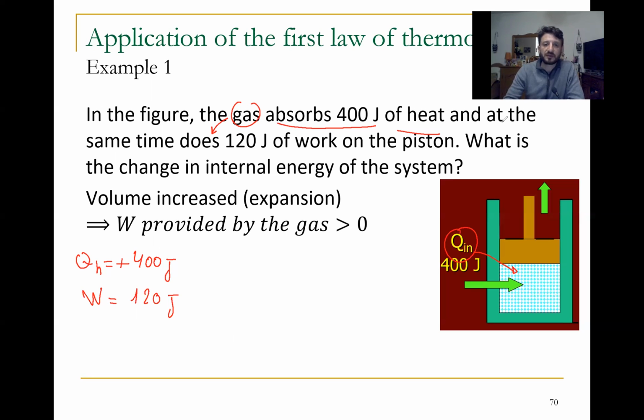We have omega, we have Q. What is the change in internal energy of the system? As the gas provides work, if we have an expansion, you can say the work is released by the gas. In this case, omega is positive, equal to 120 joule. I want to calculate delta E. Delta E equals Q minus omega, equal to 400 minus 120 joule. We get, finally, I can solve it.